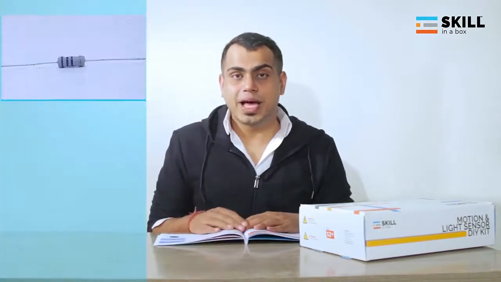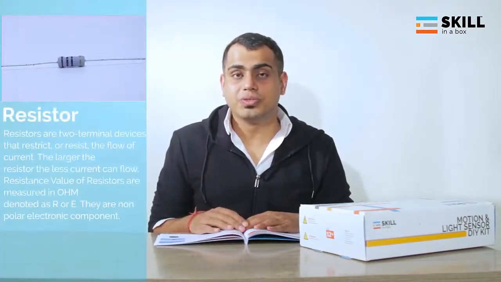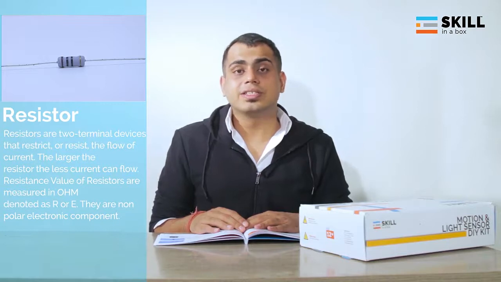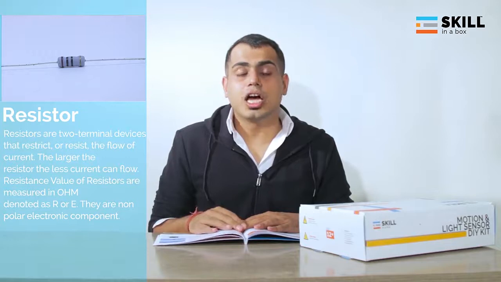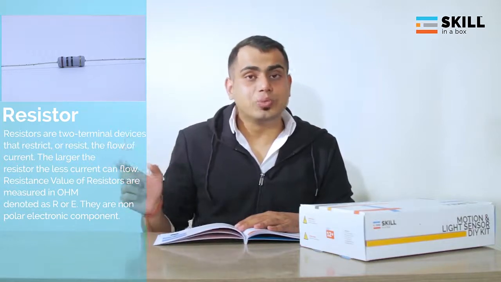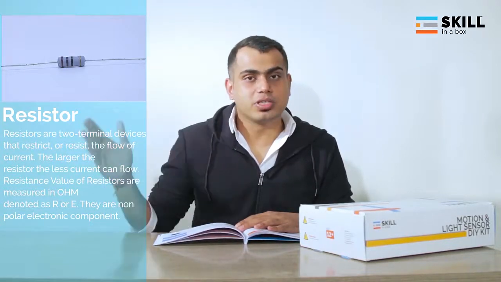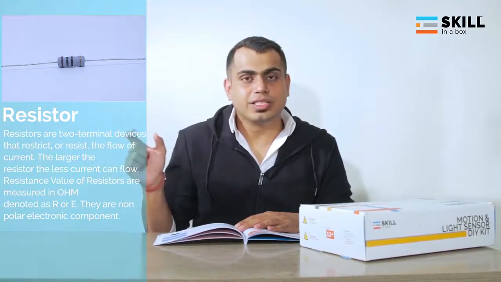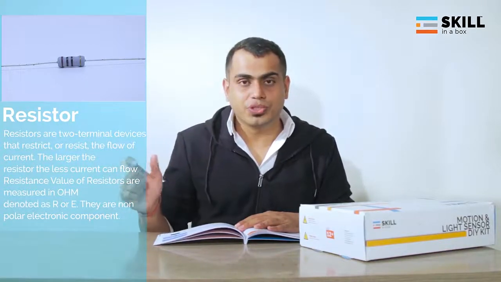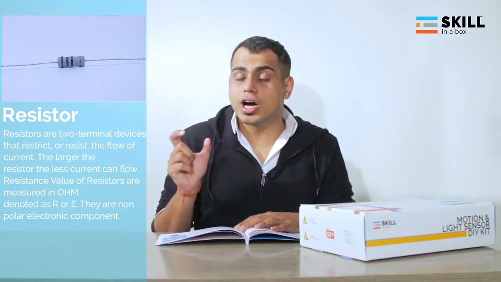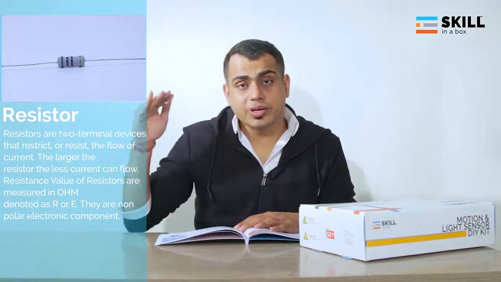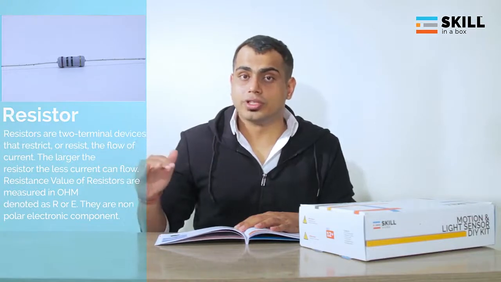Now as you can see in the manual, the first component which you will be using is a resistor. Resistors are basically two-terminal devices which are non-polar in nature, which means they don't have a negative or a positive side to it. You can place a resistor on a PCB board as you want it. The main property of a resistor is to resist the flow of current in a circuit. The higher the resistance, the lower the current that will flow in the circuit.